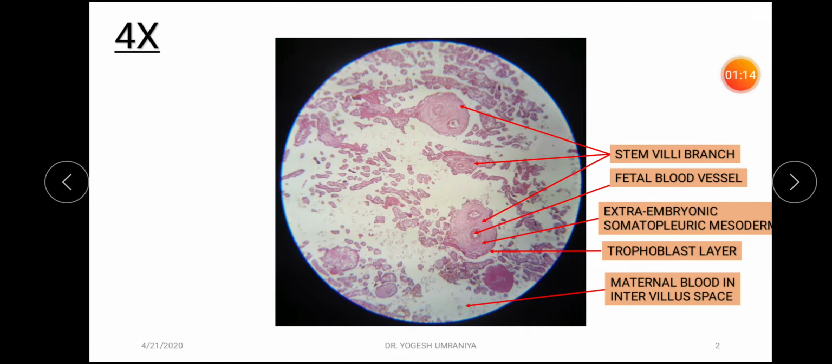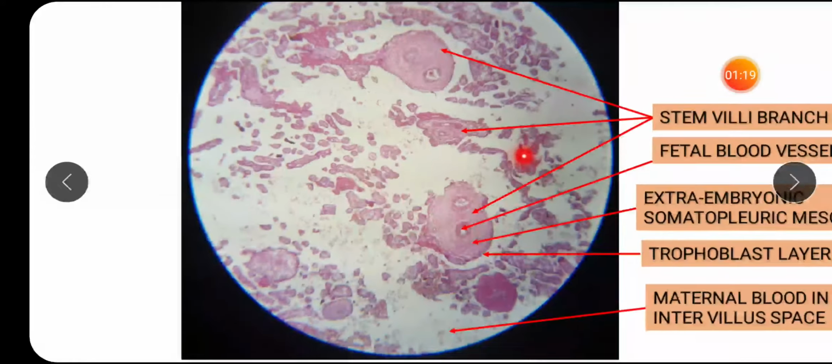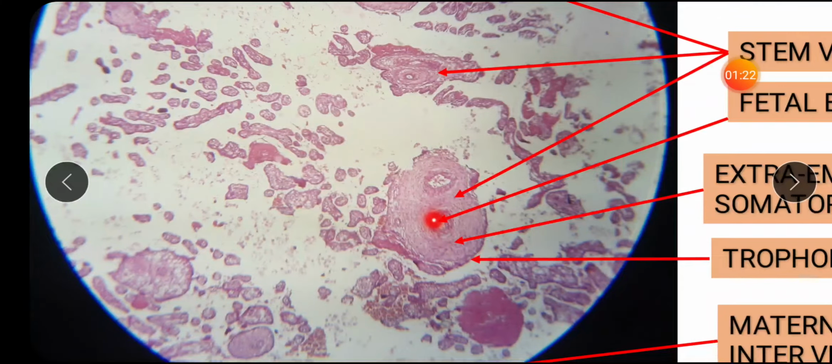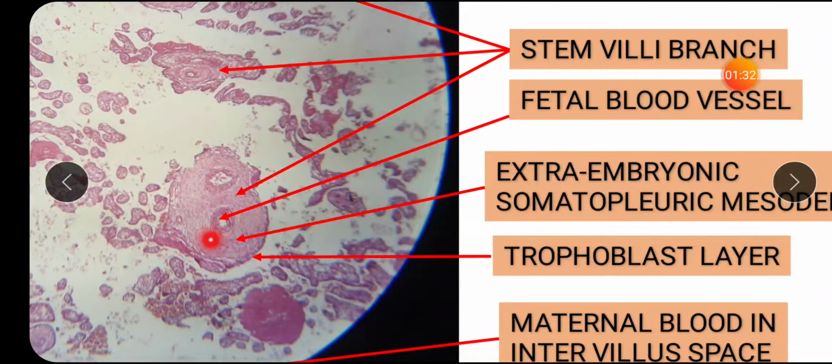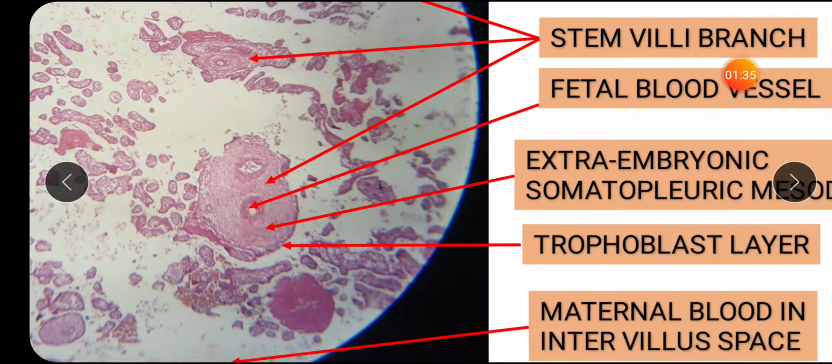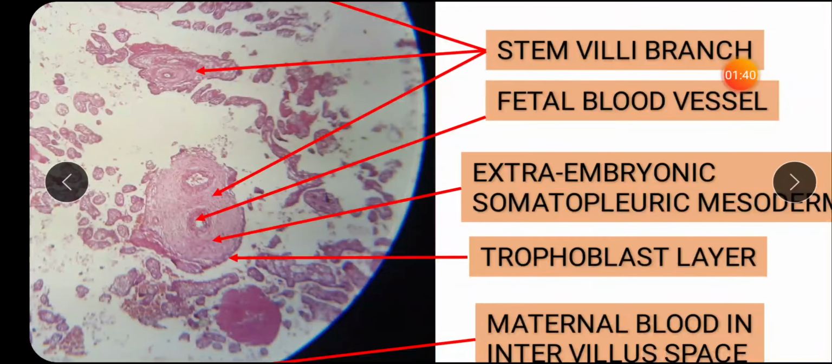Now within this stem villi branch, you can see the fetal blood vessel. In the center here you can see the fetal blood vessel that is containing the fetal blood. Surrounding this fetal blood vessel you can also see an area, that is the extra embryonic somatopleuric mesoderm. Still outer to this mesodermal area, the peripheral aspect of this chorionic villi is lined by the trophoblastic cell layer.